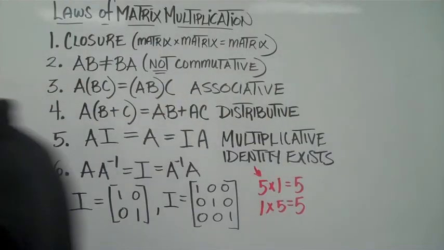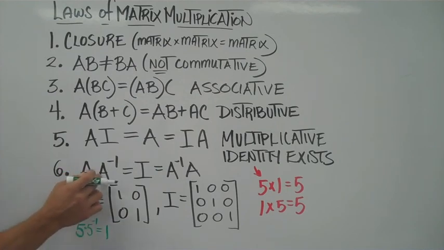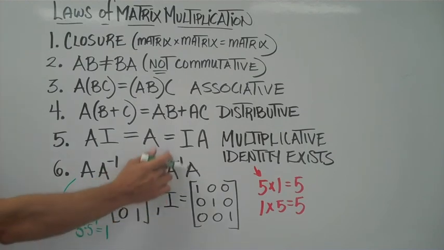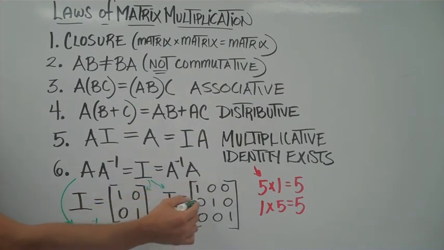We can see the same thing with numbers. For example, I'll use that same example. If I have 5 times what equals 1? Well, 5 times 1 over 5, which is also written as 5 to the negative 1, is equal to 1. This is the same thing with matrices. Some matrix A times A to the negative 1, just as I had 5 times 1 over 5, or 5 to the negative 1, is equal to 1. I can do A times matrix A to the negative 1 is equal to its identity. The same thing, A to the negative 1 times A is equal to its identity. And what is its identity? For a 2 by 2, it's 1, 0, 0, 1. For a 3 by 3, it's 1, 0, 0, 0, 1, 0, 0, 0, 1.